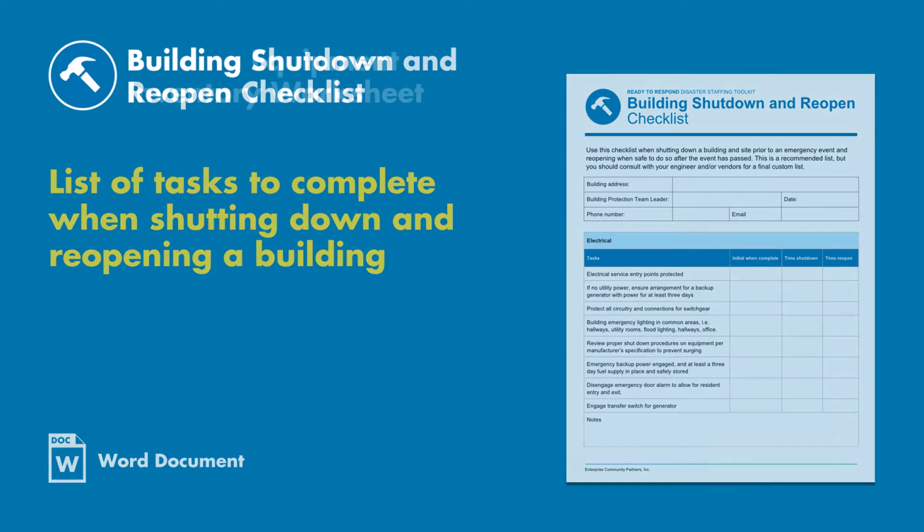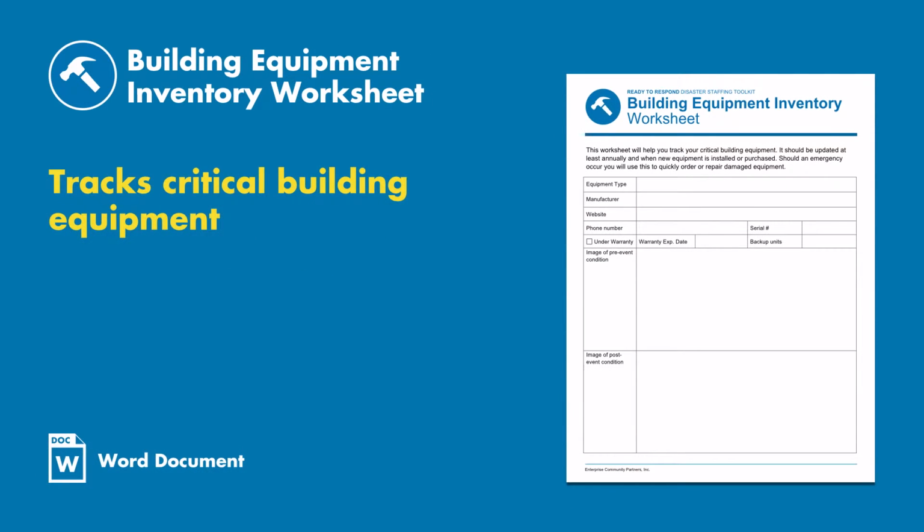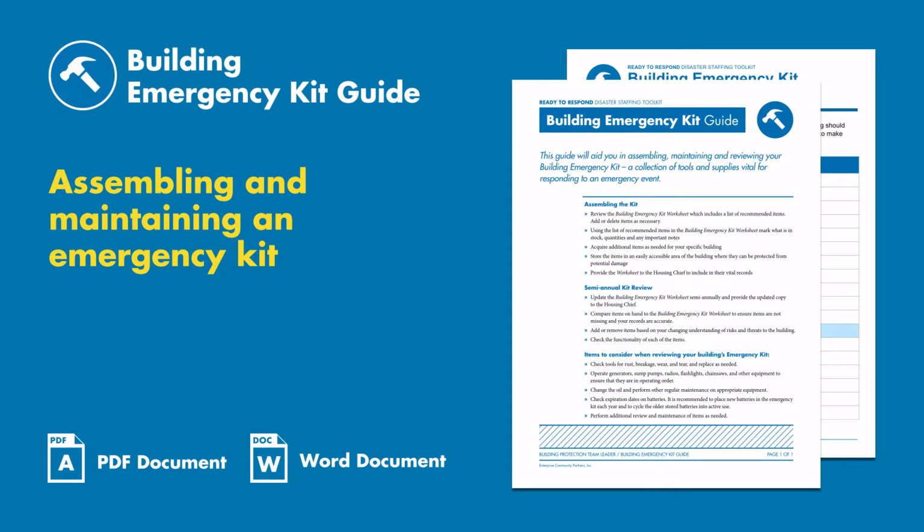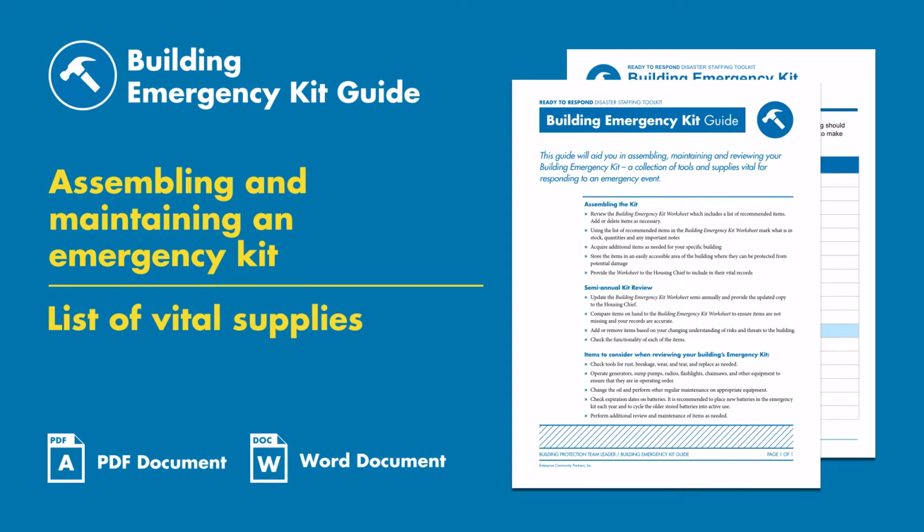The Building Shutdown and Reopen checklist spells out tasks to complete when shutting down and reopening a building. The Building Equipment Inventory worksheet tracks critical building equipment. It should be updated regularly and can be used to quickly order or repair equipment damaged by a disaster. The Building Emergency Kit guide and worksheet provide information about assembling and maintaining a building's emergency kit, including a list of vital supplies for emergency response.